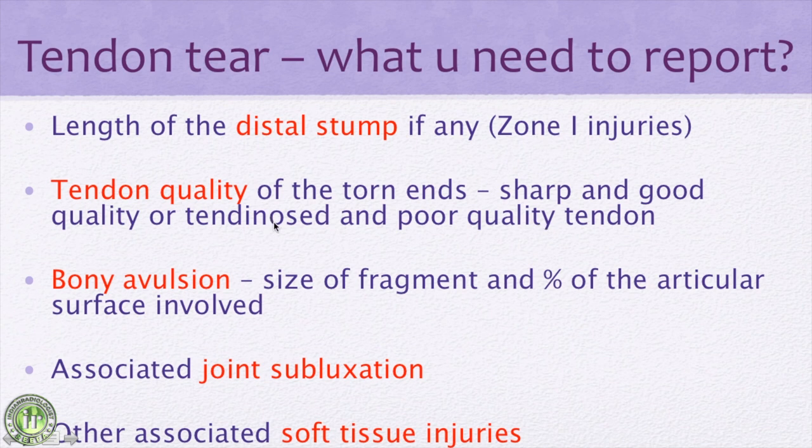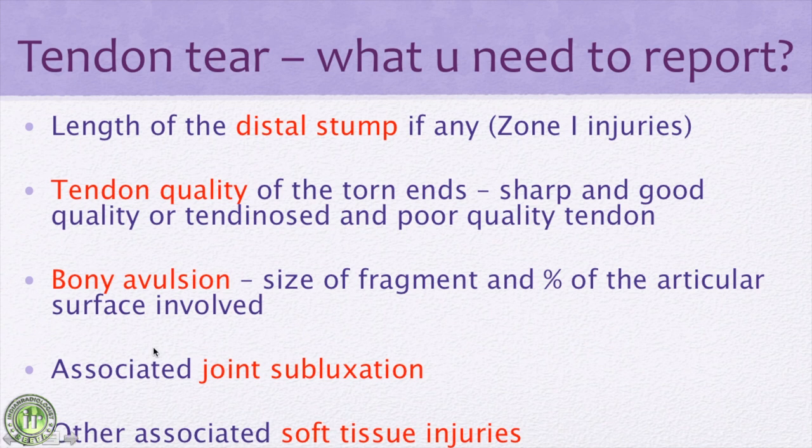The tendon quality of the torn ends. Again, this is very important, because if it is a poor quality tendon, if the tear is chronic, if the gap is too much, the surgeon will not consider tendon repair as the treatment, but will rather consider tendon transfer. So he needs to know the gap to decide whether you need a surgical management or a conservative management, and to decide what kind of surgical management.